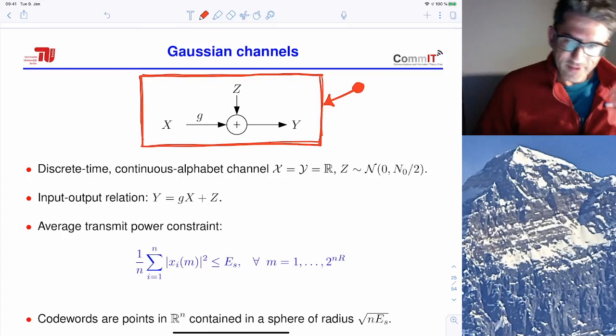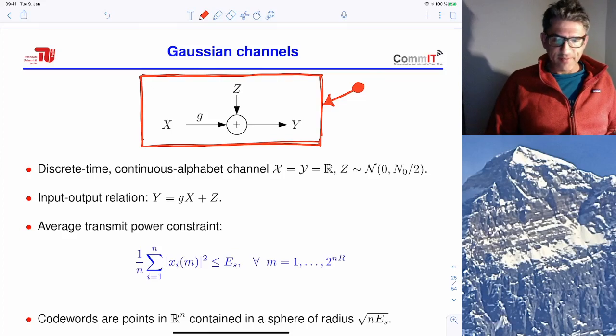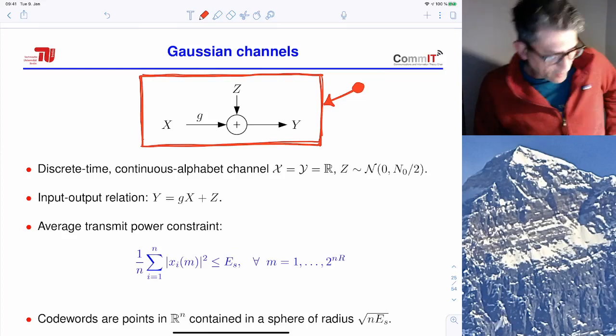Okay, let's try to finish this Gaussian channel here. This chapter is a bit long.